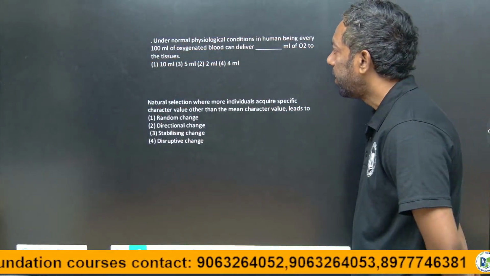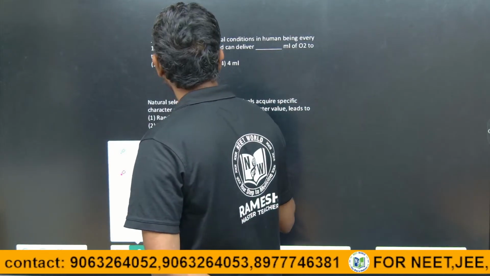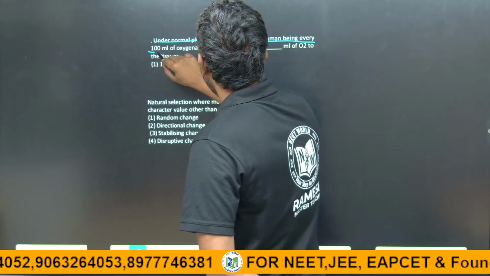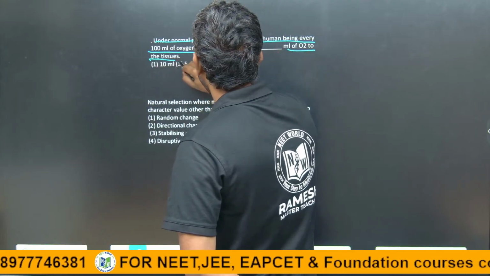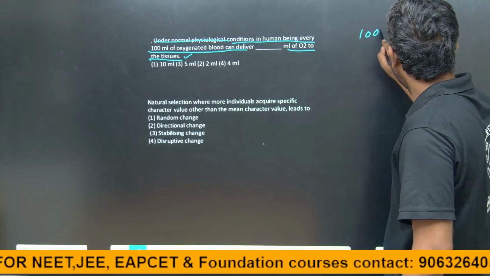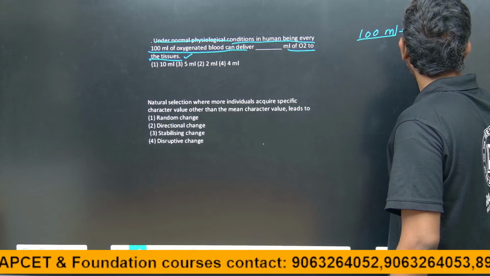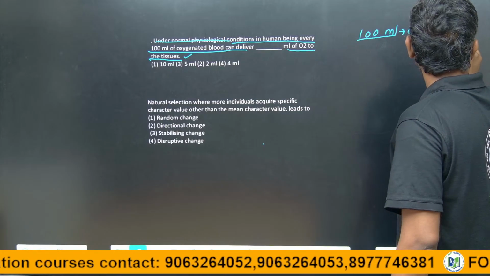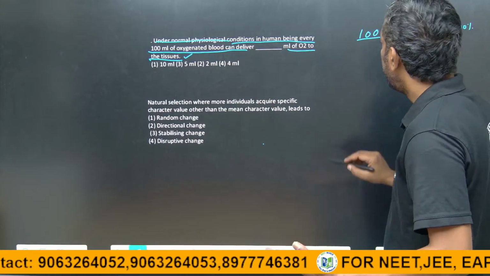Here is the question, look into this, very easy. Guys, under normal physiological conditions, in a human being, 100 ml of blood delivers how much oxygen into the tissue? If the 100 ml of blood can carry oxygen, 100%, they can deliver into the tissue how much?